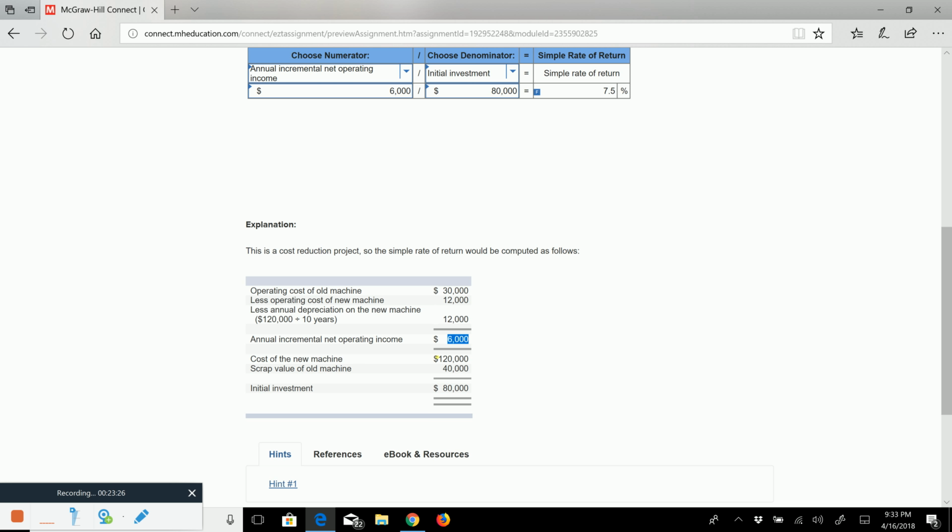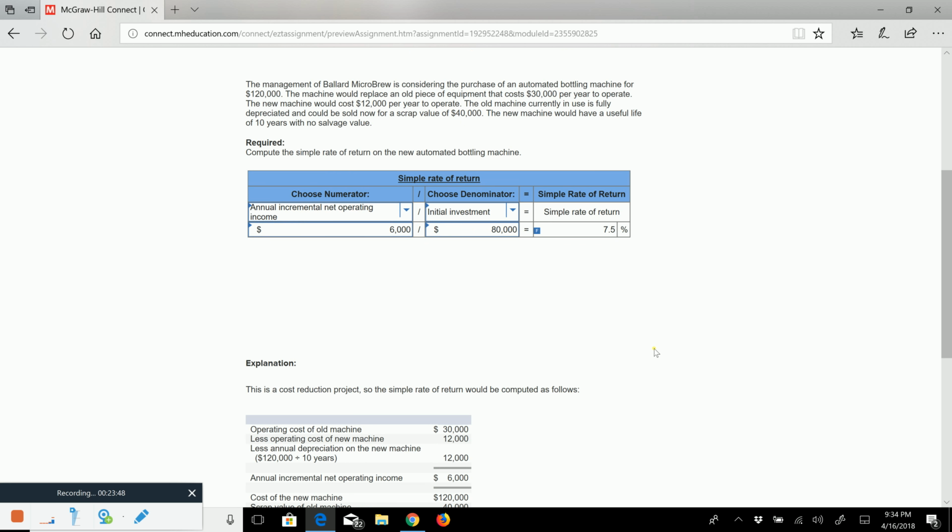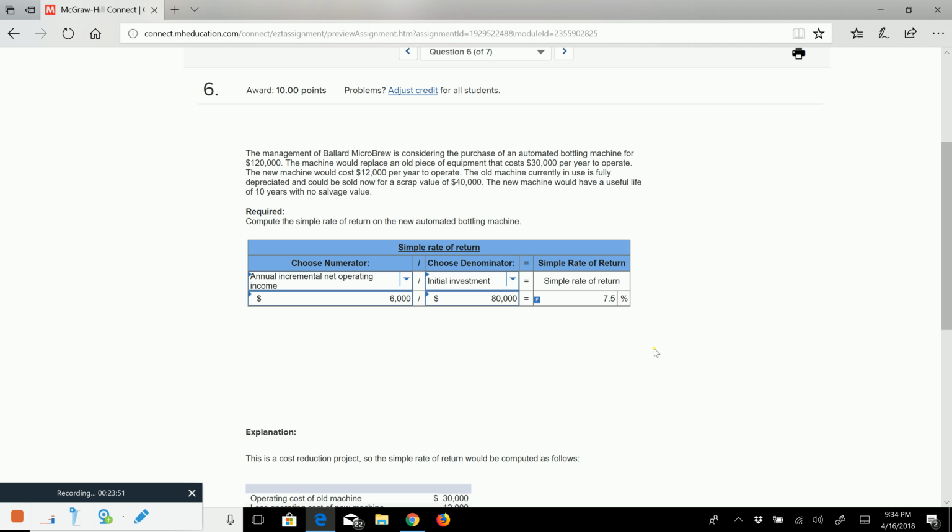Now the new machine costs $120,000. However, I'm going to be able to sell the old machine right now for $40,000, for an initial investment of a net $80,000. If you take your $6,000 divided by your $80,000, that's where you get your simple rate of return, 7.5%. Once again, it ignores the time value of money, but this is one of those quick analyses that some companies are going to do to eliminate some of the investments right off the top without getting too detailed.